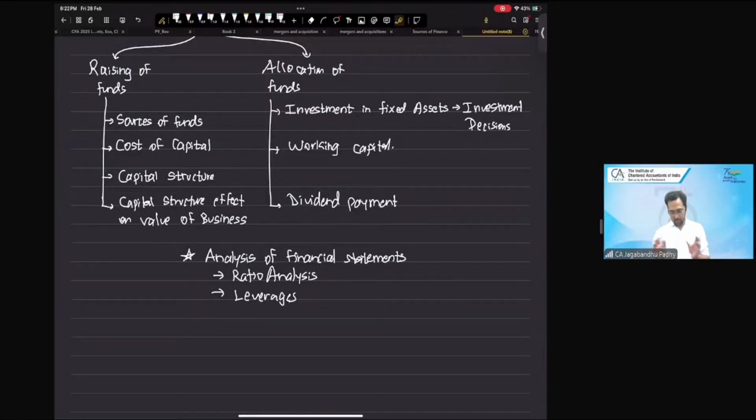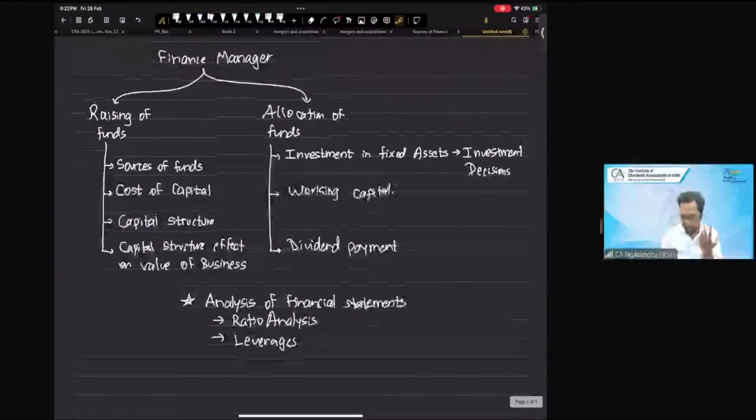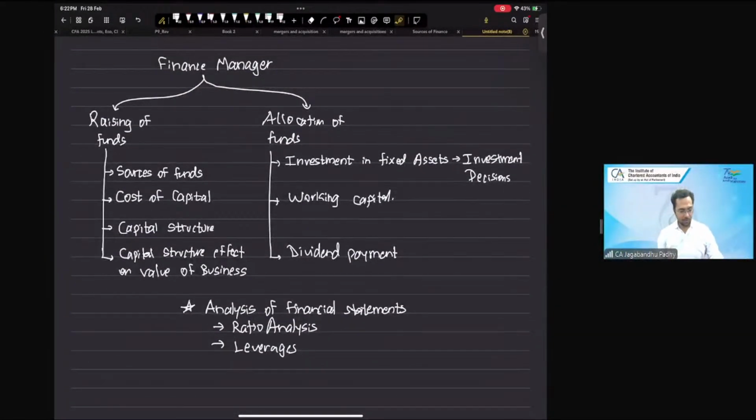If you look at this, this is what your syllabus for CA Inter looks like. We are going to understand the role that a finance manager performs. It could be raising funds by way of different sources. Second is cost of capital. Third is deciding how much capital structure should be implemented. Then the effect of capital structure on the value of the business. Allocation of funds would be investment in fixed assets by way of investment decisions, then understanding how much working capital to maintain, and also taking a decision with regard to dividend payment.